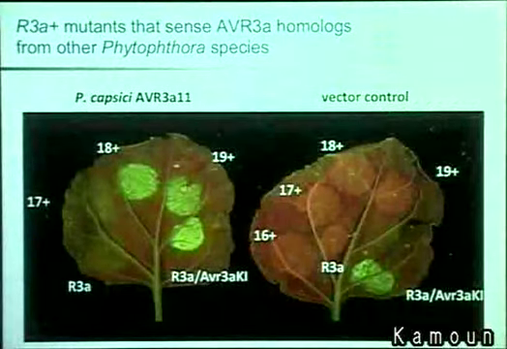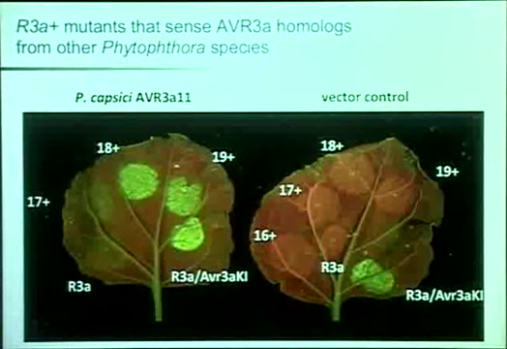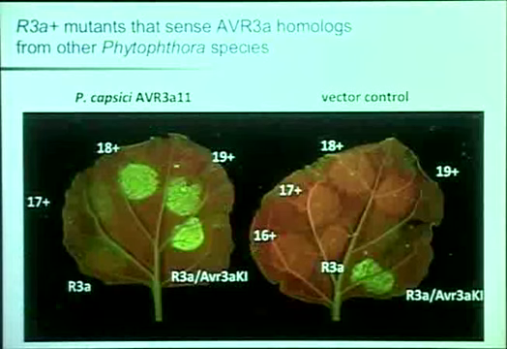And then the surprise was that we also discovered that this gene, although it comes from potato originally, some of the mutants in R3A can recognize members of the AVR3A family that are occurring in other Phytophthora species. So this is an example from Phytophthora capsici, which is a pepper pathogen. The original R3A does not recognize this homologue of AVR3A, but some of the mutants we have do recognize this particular homologue.